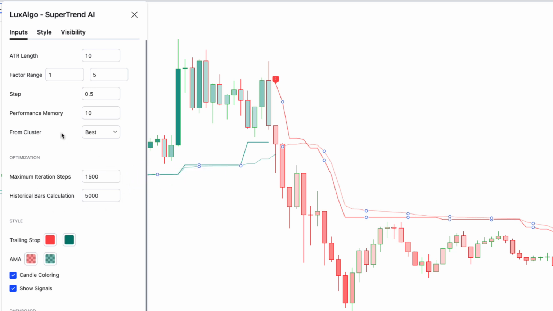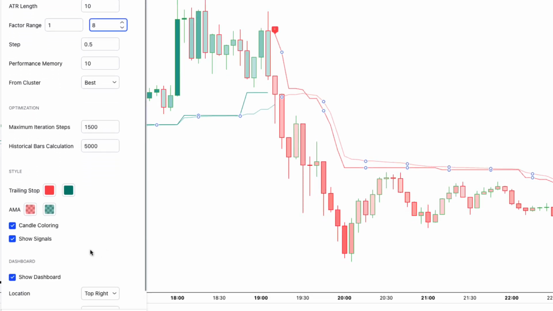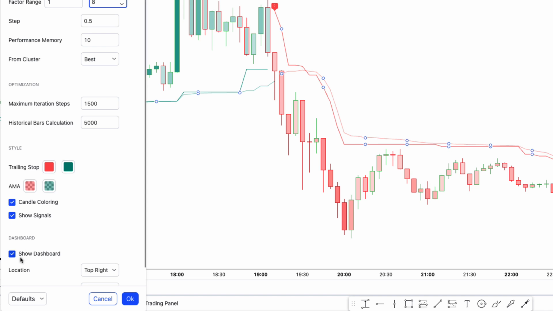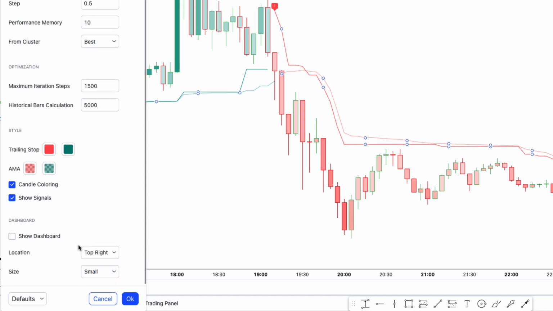Next, I want you to go up to the factor range and we want to increase this max range from 5 to 8. The larger the distance between these two values, the longer term trend the indicator will try to identify, and the closer the values, the shorter the trend. Finally, disable the dashboard and we're done.